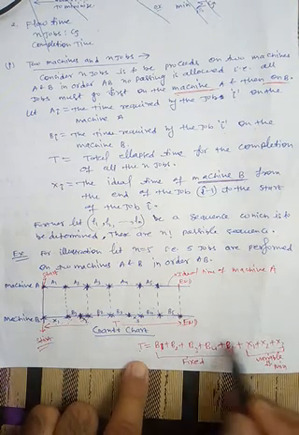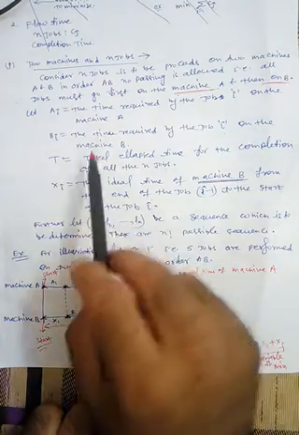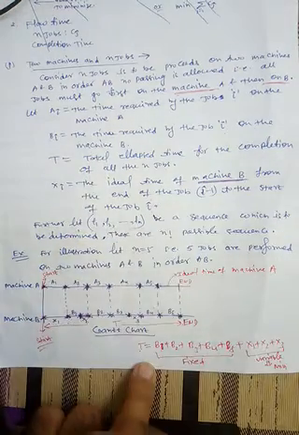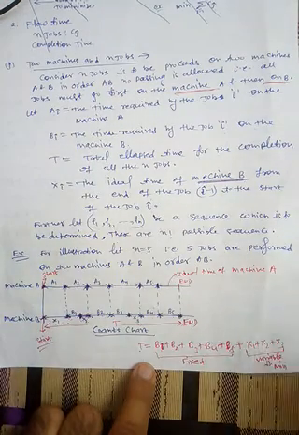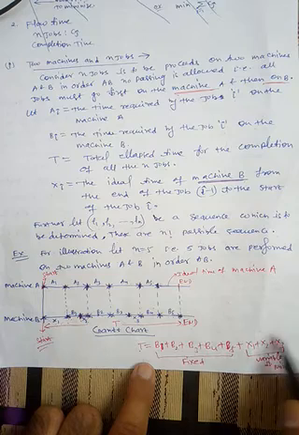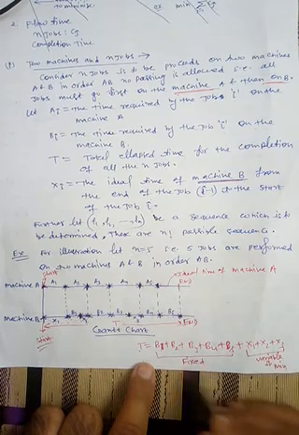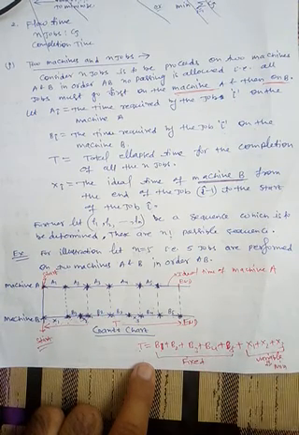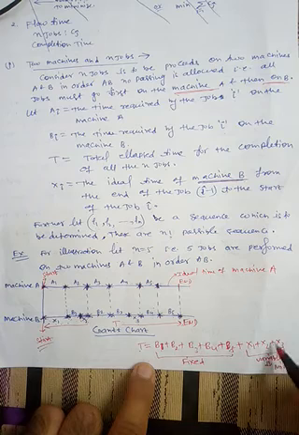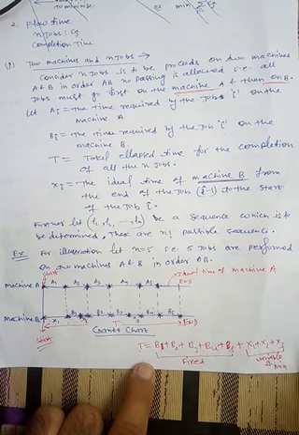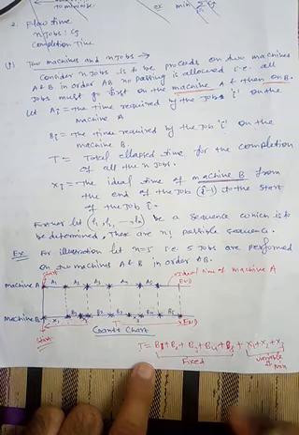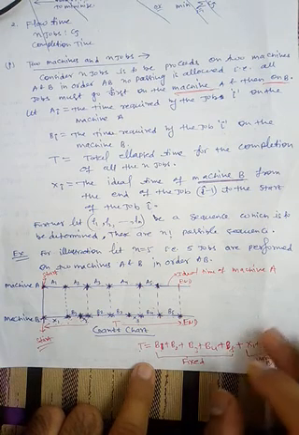But we know that this is fixed. This is already given to you. The only unknown is this X1 plus X2 plus X3, the variable quantity. This is fixed, so we cannot deal with this. We will deal only with this part, and our aim is to minimize this. This is our problem.